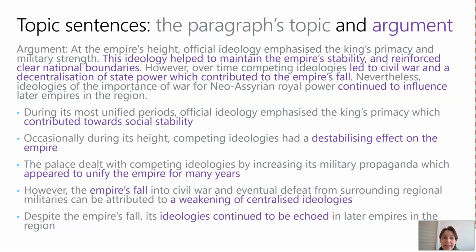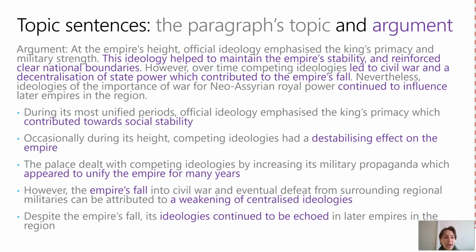But crucially, they also need to tell us what the argument is, how that information or how that topic helps to answer the question. So in these purple highlighted sections, what they're telling us in these topic sentences is how the ideology emphasized the social stability, which contributed towards maintaining the empire. In that first one. In the second one, a destabilizing effect on the empire. Again, that's answering the question about how did ideology affect the empire.